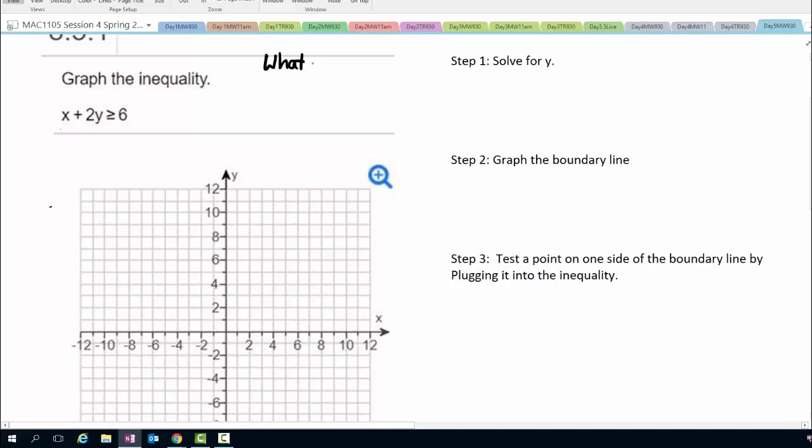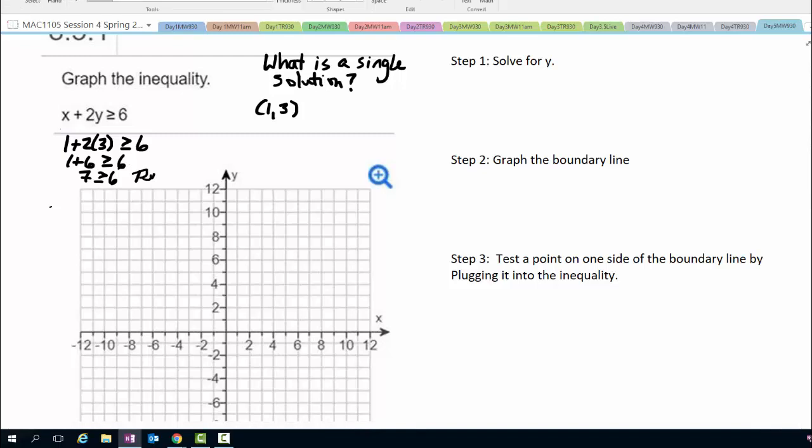1 and 3? What is a single solution? Okay, so he proposes that 1, 3 would work. Let's check it out. So if we plugged 1 in for x and 3 in for y, what would we get? 1 plus 6 is greater than or equal to 6, which means 7 is greater than or equal to 6. Is that true or false? It's true. So yeah, he's absolutely right. That is an example of a solution to that inequality.